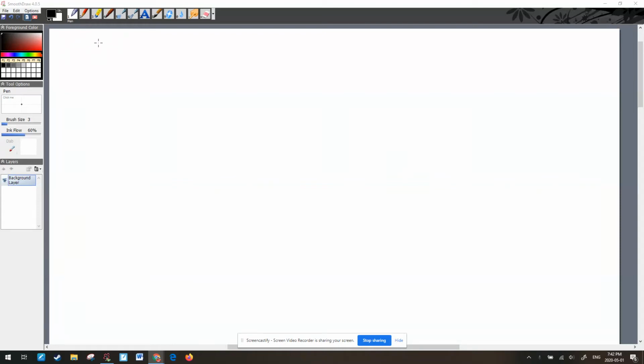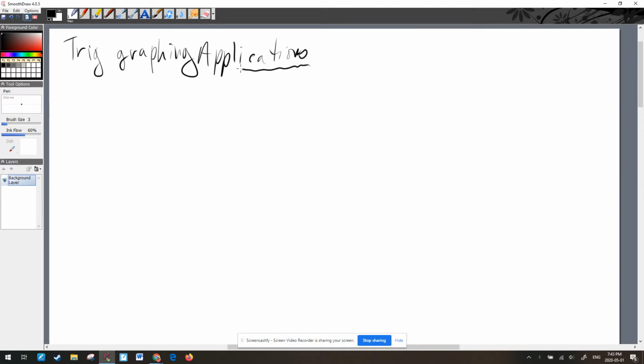Okay, so we're going to do some trig application stuff today. We're going to look at trig graphing applications. There's going to be a couple of different phases to this, but the first thing I just want to revisit is the idea of what basic cos and basic sine look like, because I think it's worth repeating and thinking about that.